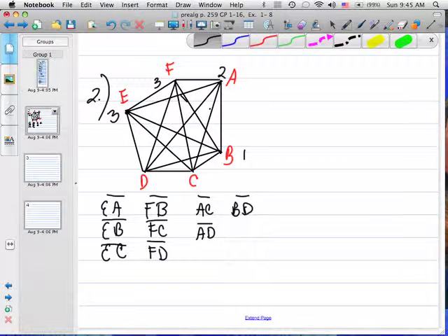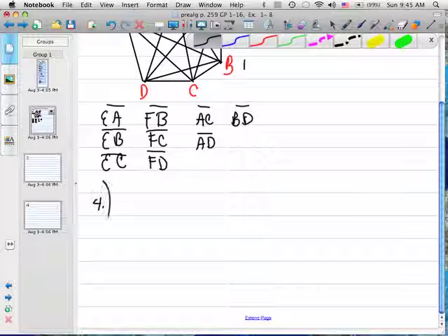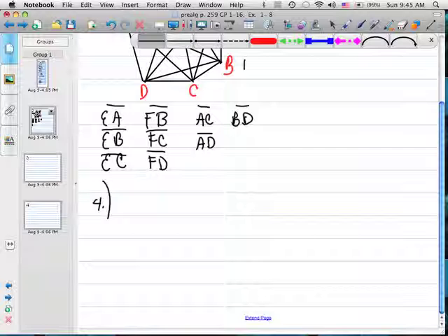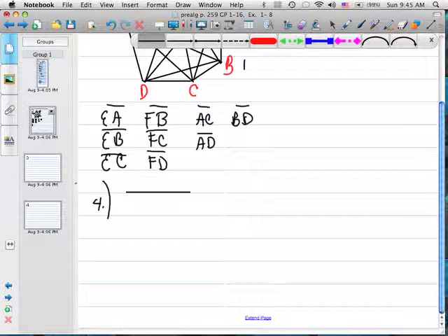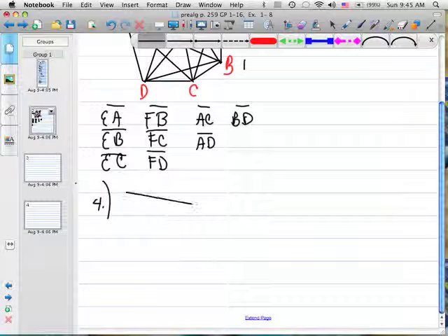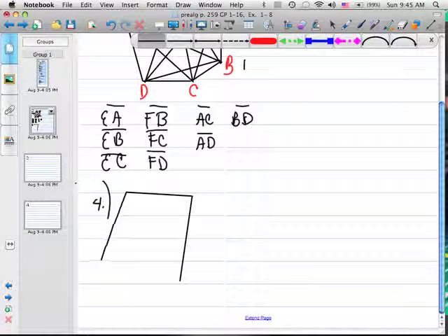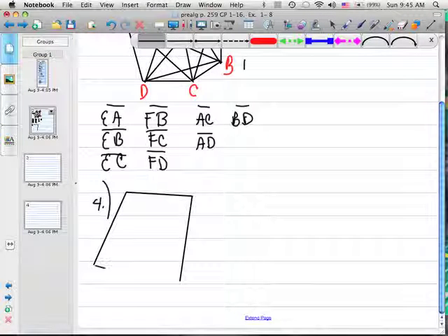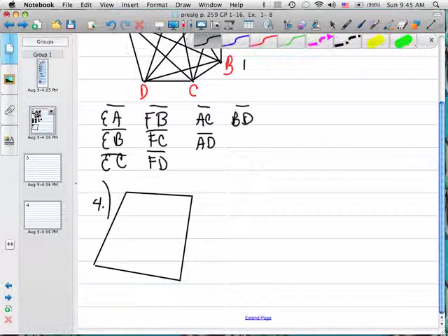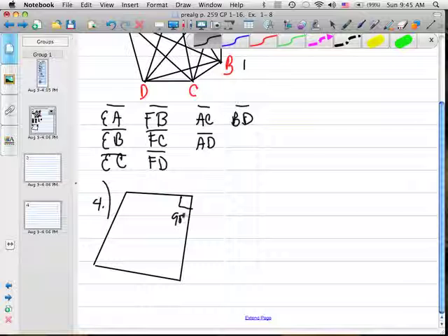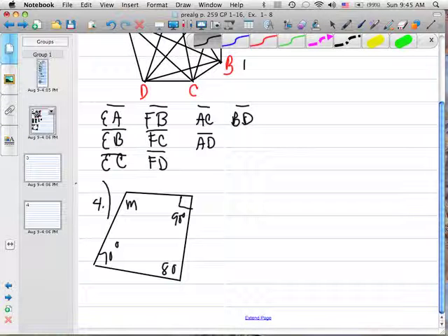Okay, problem number 4. Turn the page, please. Find each unknown angle measure. So I'm going to draw the shape for 4, and then we'll find the missing angles. This is what we have. And they tell us this is a right angle, so this is 90 degrees. We're looking for M. This is 70, and this is 80.